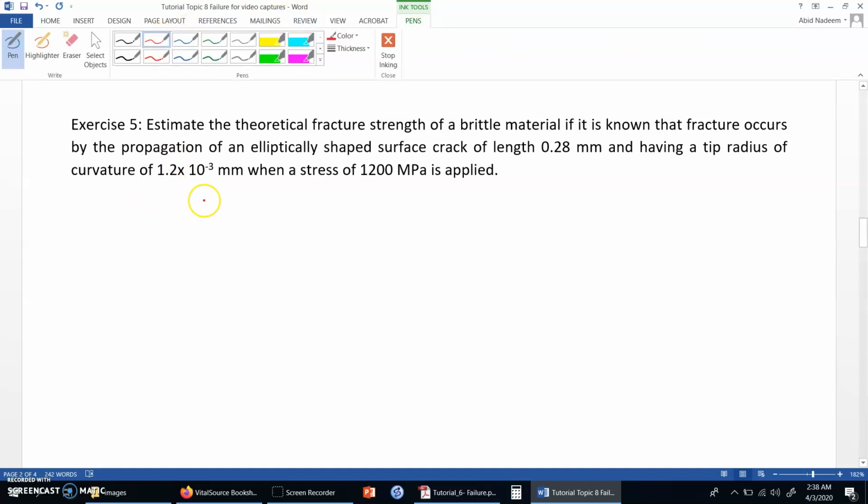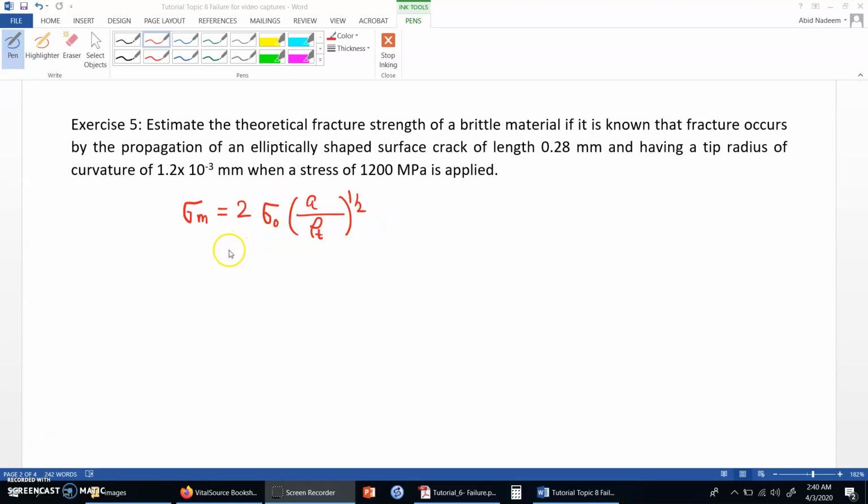Okay, so for this question we know that the maximum stress at the tip of the crack is equal to 2 times the applied stress into a over rho t, power 1 by 2.